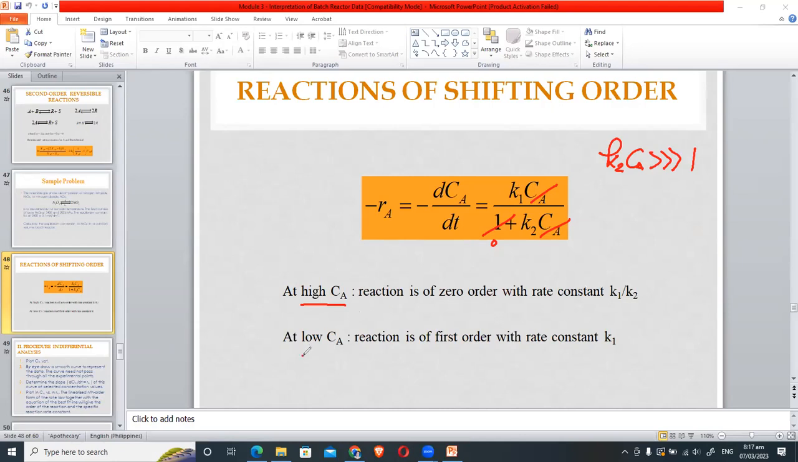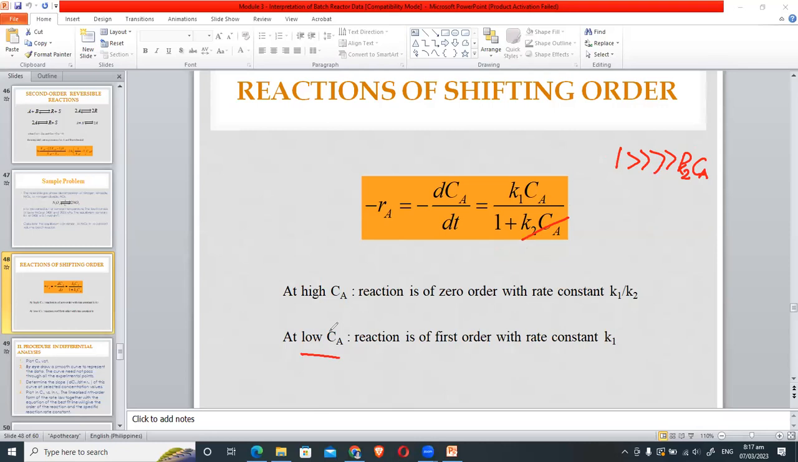Now at low concentration, on the other hand, this one is very low. What is left? So I'd like to clear my markings first. At very low concentration this time, 1 is very, very large compared to K sub 2 C sub A. If this is 0.000001, you add it to 1, it does not have any significance at all to 1. So you're taking it out of the picture. Your reaction is left with K sub 1 C sub A divided by 1. So now your order shifts to first order with respect to A, with a rate constant of K sub 1. That is at very low concentration.